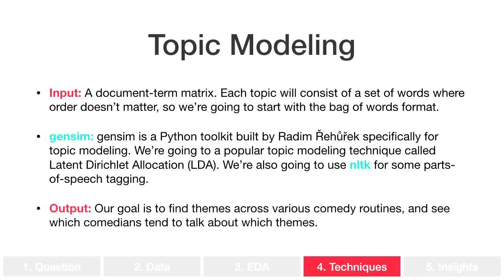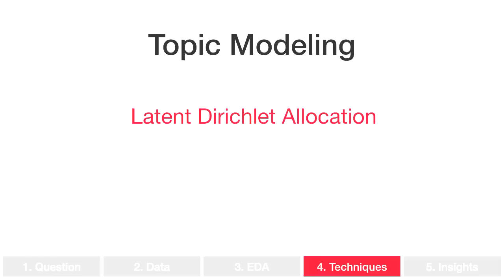And then our goal at the end is to find the various topics or themes across the comedy routines. So I'm talking about topics in a pretty vague way right now, so I want to show you an example before I go through that. This technique is called latent Dirichlet allocation. Latent just means hidden, and Dirichlet is a type of probability distribution. Those are the basic ideas that you have to understand from this.